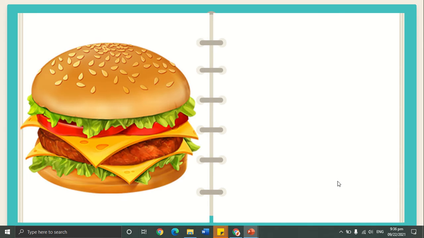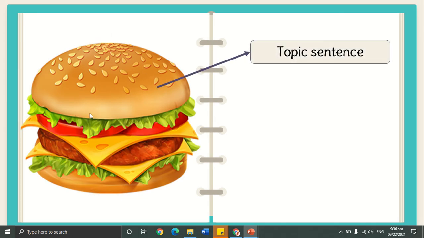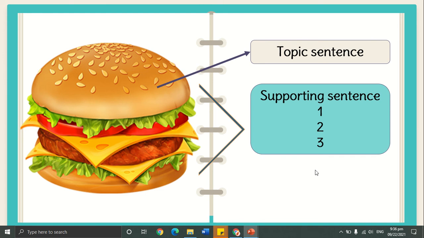Let's see. The top bun is what we refer to, symbolizes the topic sentence. What your essay is about. The veggies, the cheese, and the meat inside the buns is what symbolizes the supporting sentence. It adds details to the topic sentence. Kumbaga, these supporting sentences explain further the topic sentence.